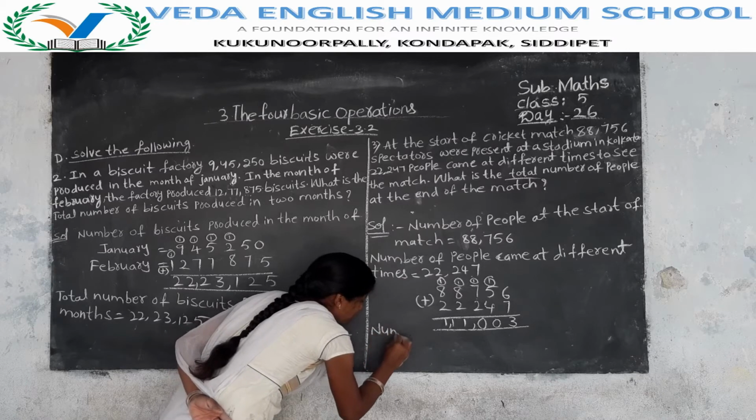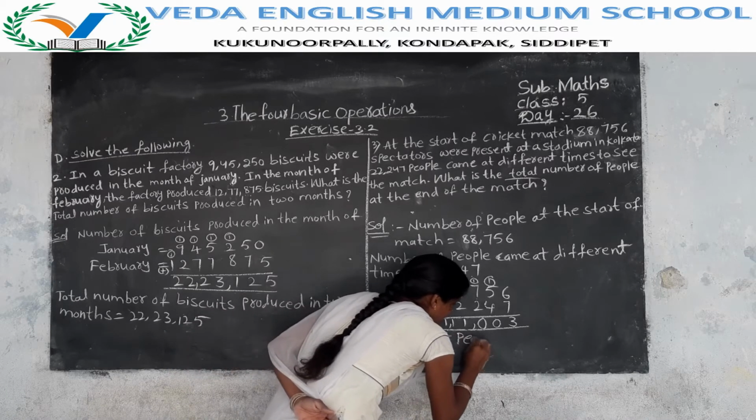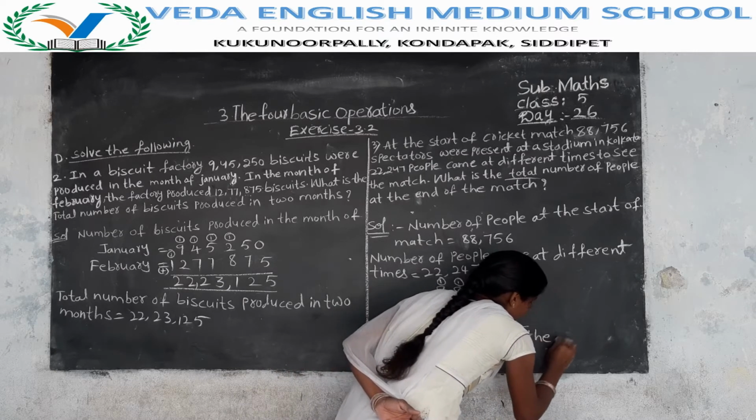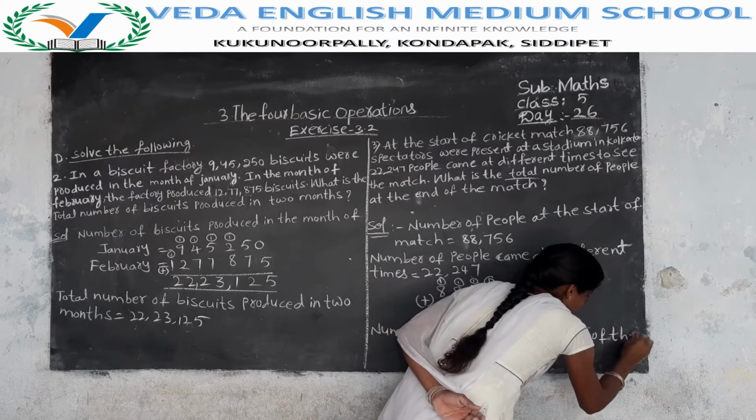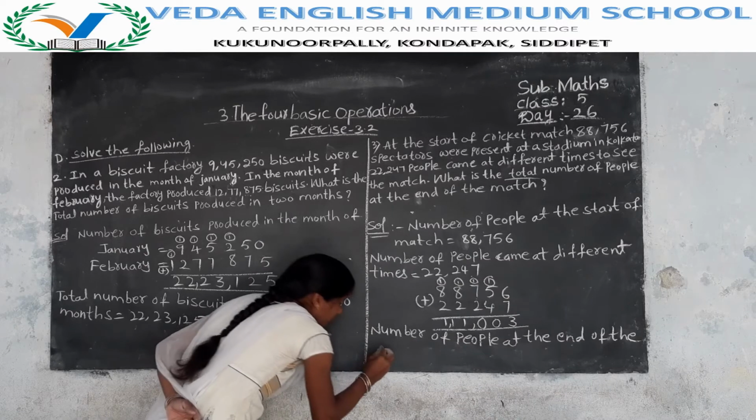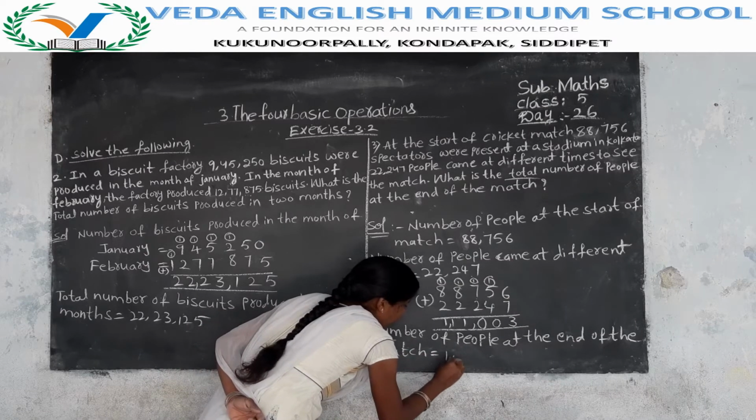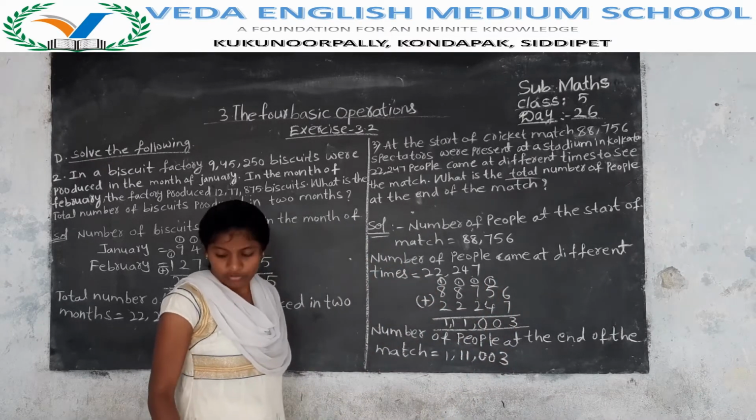Number of people at the end of the match is equal to 1,11,003. Understand? The fourth one has been completed.